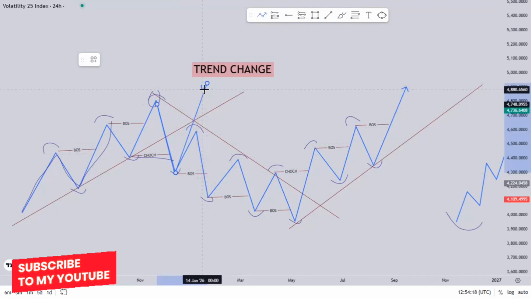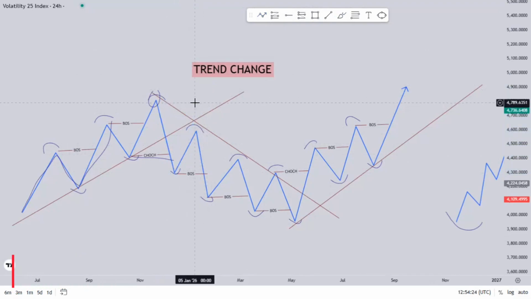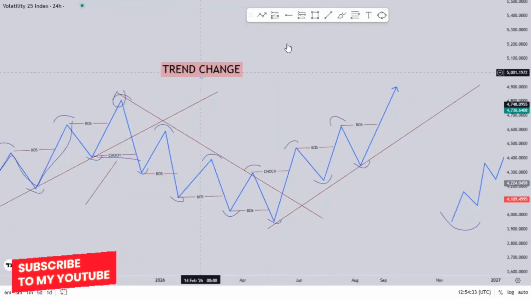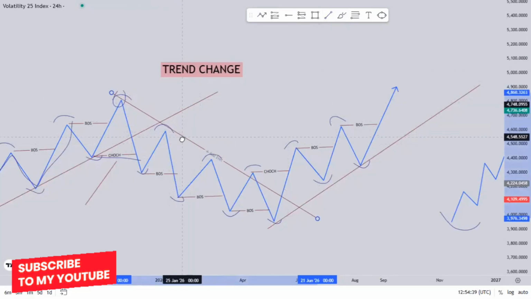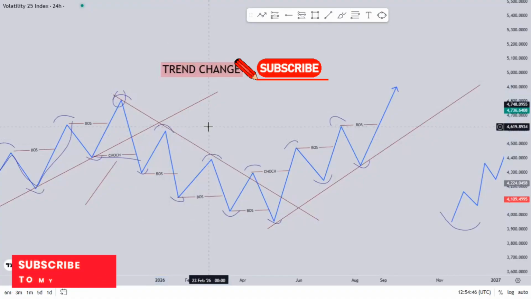No, I personally don't do that. Rather, I work according to the structure printed right in front of me. The moment I have a change of character, just like a change of trend, just like what you are seeing here, I'm already looking for a way to plot my downtrend. And you can see how this trend line is perfectly placed. I'm already looking for a way to plot my trend line towards the downside.